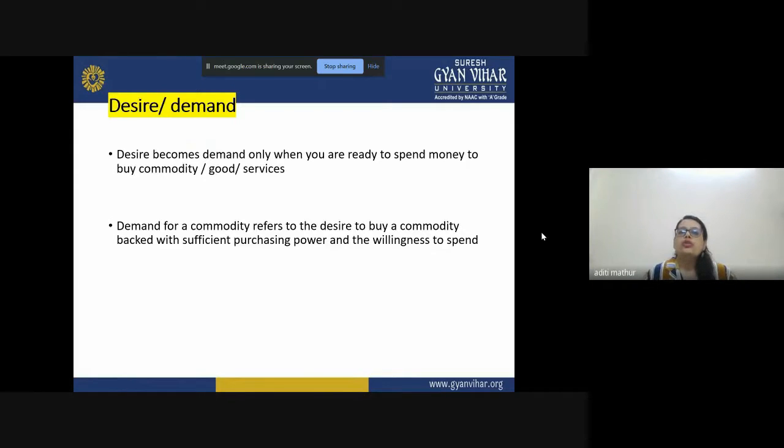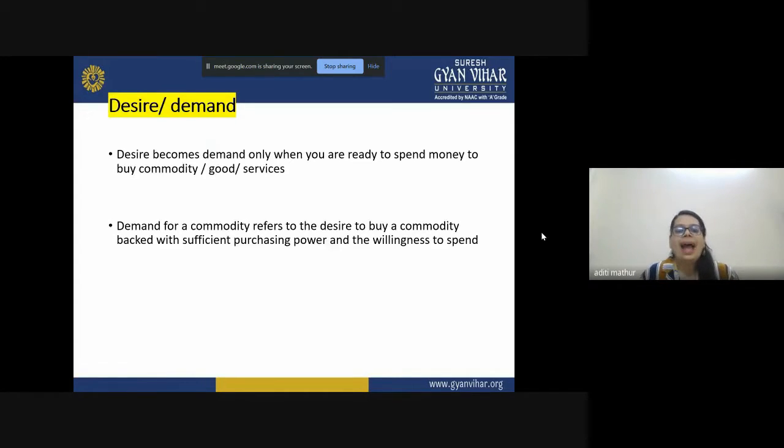No, two more elements are needed to say that your desire has shifted towards demand. The first is the ability to buy. That means the sufficient purchasing power to buy that particular commodity, good, or service. And the second element is your willingness to spend the money, right? Without your willingness, you cannot create a demand.